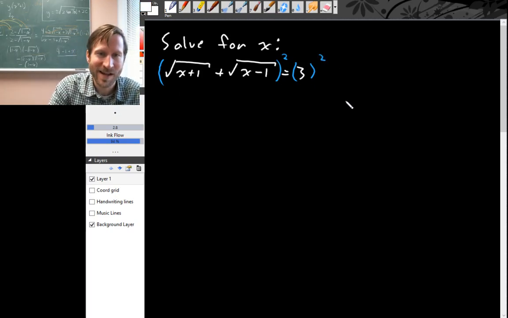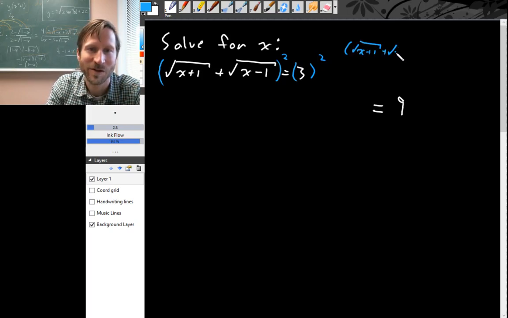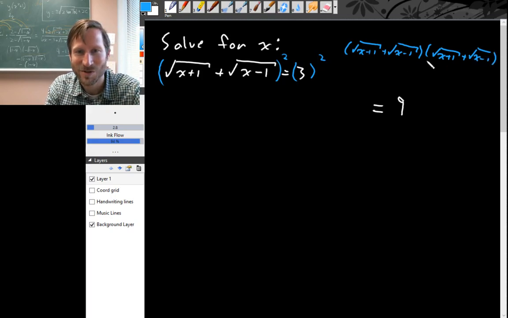On the right-hand side, 3 squared is 9. On the left-hand side, well, we're going to have to distribute this whole mess. Remember, when you square a big complicated thing like this, what you're really doing is taking square root of x plus 1 plus square root of x minus 1. That's the thing we're squaring. Since we're squaring it, we're multiplying it by itself. So times the square root of x plus 1 plus the square root of x minus 1.